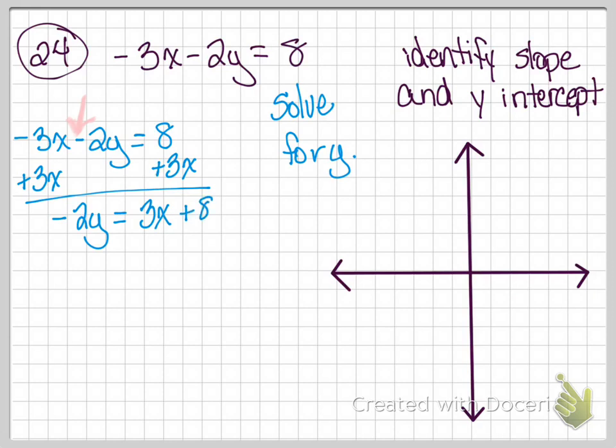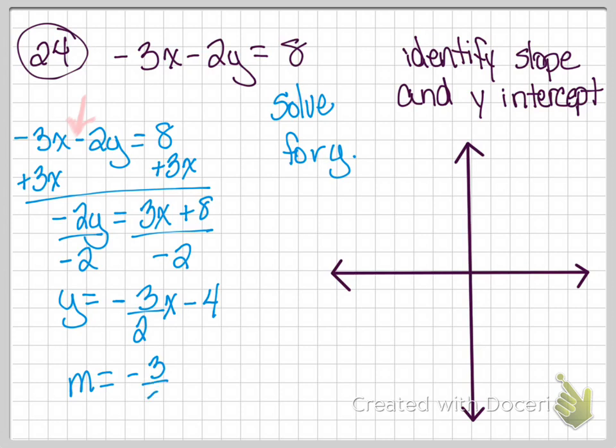plus 8. Now, my next step is to divide everything by negative 2. I have y equals negative 3 over 2 x. So positive over a negative gives me a negative. So 3 over negative 2 is the same thing as negative 3 over 2. Okay? 8 divided by negative 2 is going to be minus 4. Now, I need to identify my slope. So my slope here is negative 3 over 2. My y-intercept is negative 4.